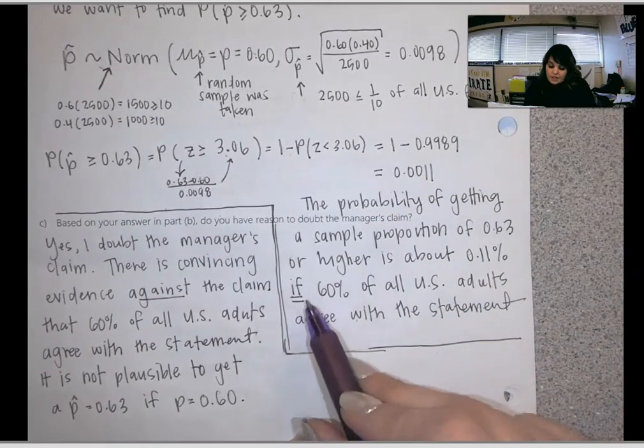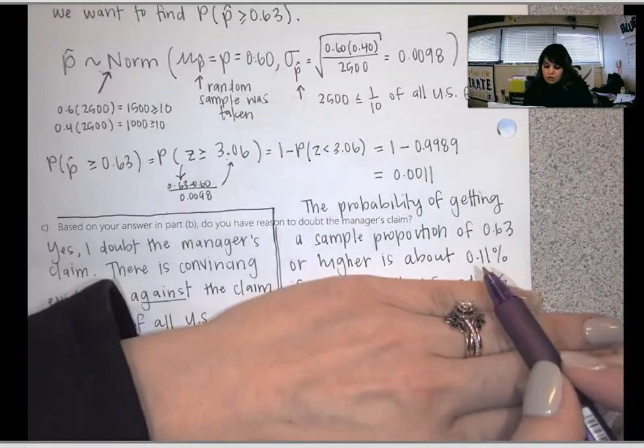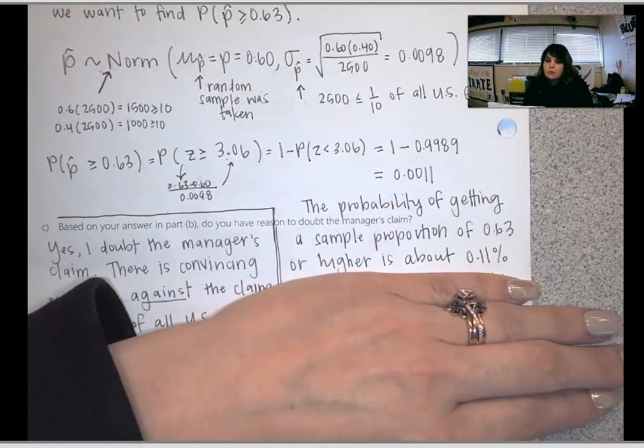And you can leave it there. You don't have to say if 60% of all U.S. adults agree with this statement. You can just leave it here at 0.11%.